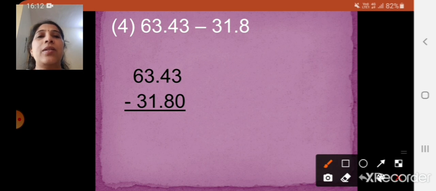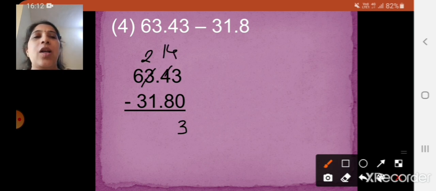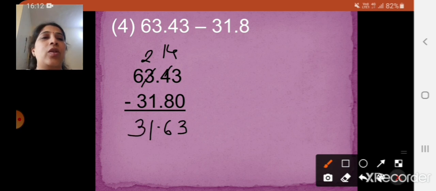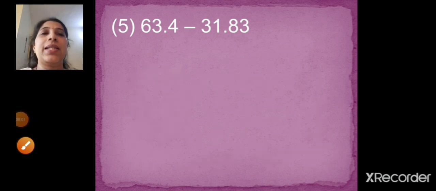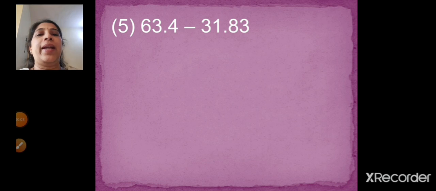3 minus 0 is 3. Now 4 minus 8. Now you cannot subtract 4 from 8. Right? So what you will do, you will borrow 1 from the units place. So in the units place it will become 2 and in the tens place it will become 14. Now 14 minus 8 is how much? 6. Now you can see the decimal point over here. Put the decimal point. Now 2 minus 1 is 1 and 6 minus 3 is 3. So what is your answer? 31.63. So the fifth one is 63.4 minus 31.83, right?